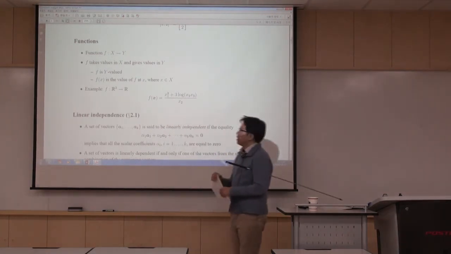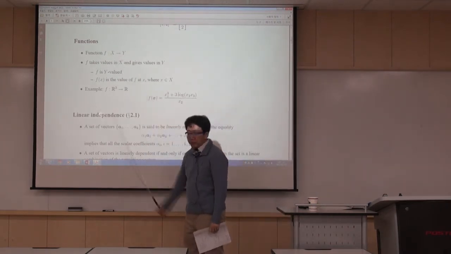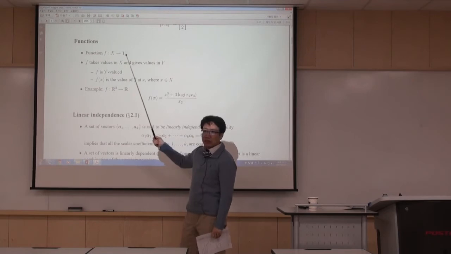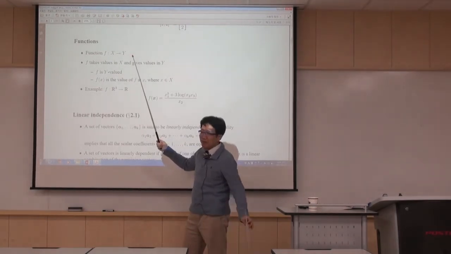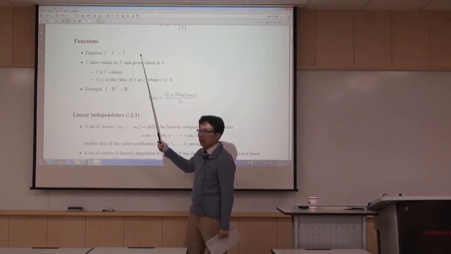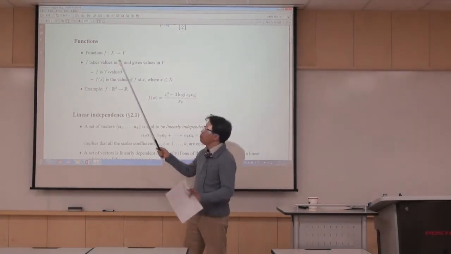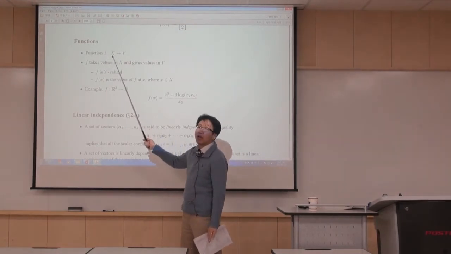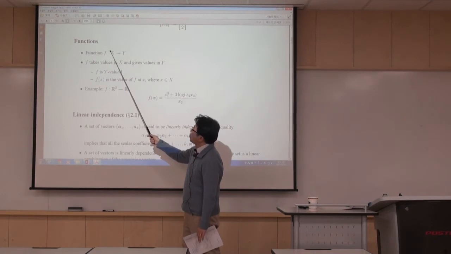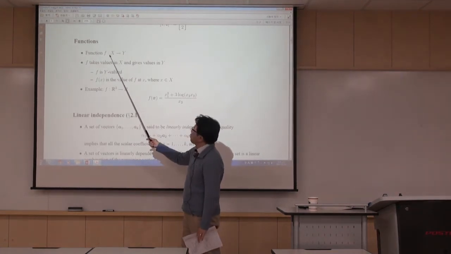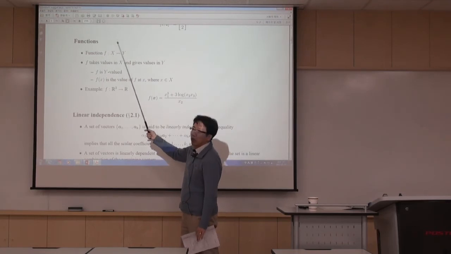Anyway, this function is written in this form, and some of you, I hope not many, are not familiar with this notation. What does this mean? You have a function named f. This is the name of a function, and this colon separates the name and the function's property.